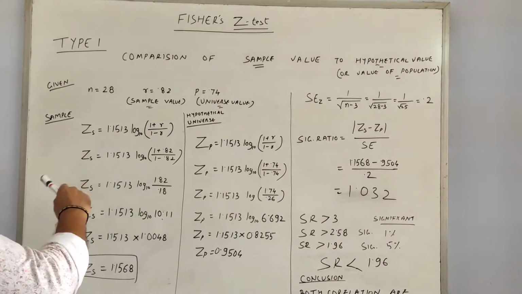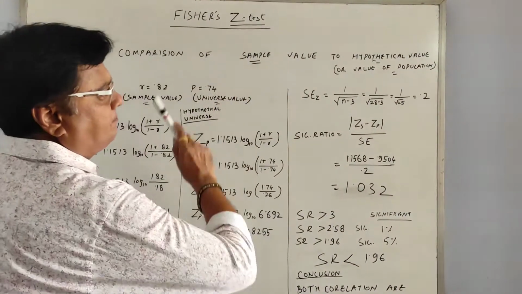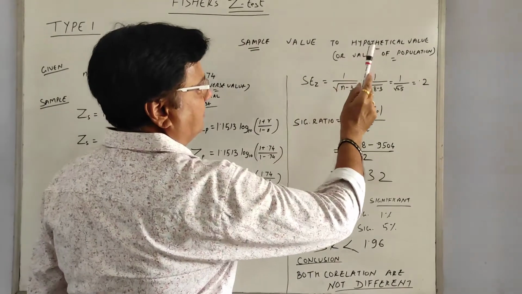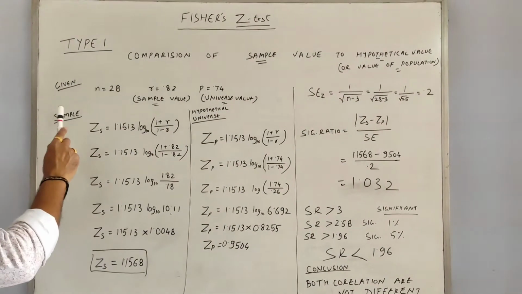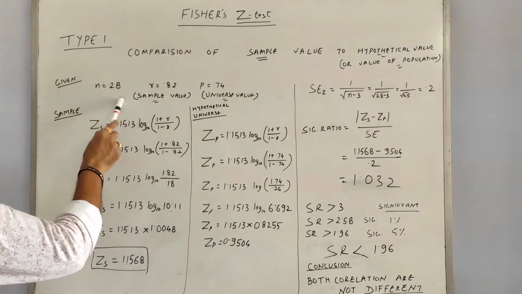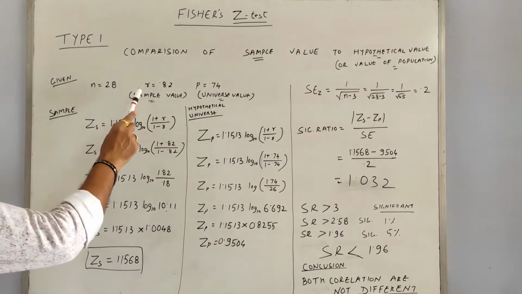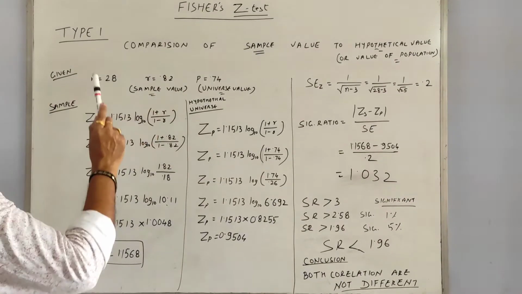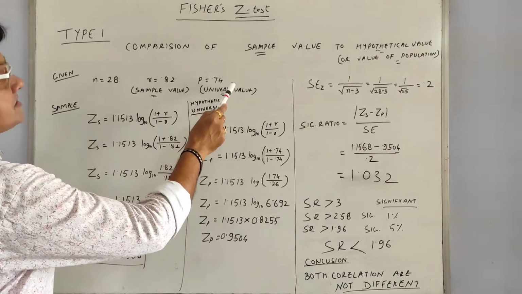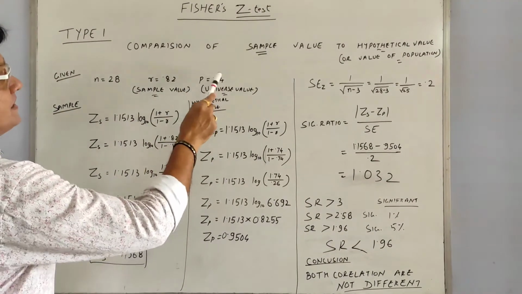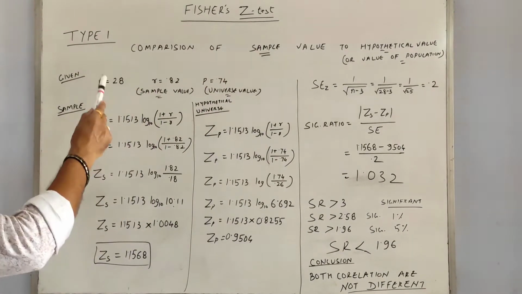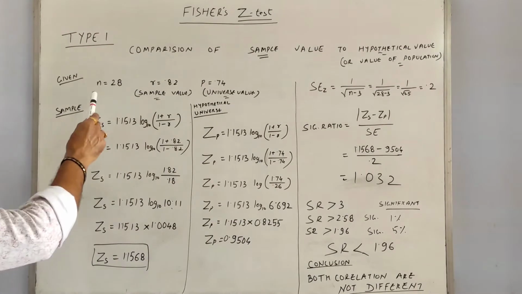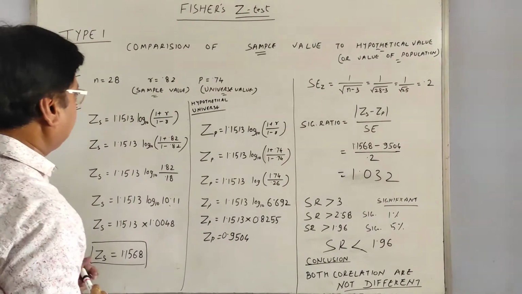Now we are coming to the type 1 test. It is a comparison of a sample value to a hypothetical value or value of the population. In the question we are given n, the size of the sample, that is 28. Sample R is 0.8. Universe correlation is P, that is 0.74. These three things are given to us and we have to find whether the two data are different or the same.